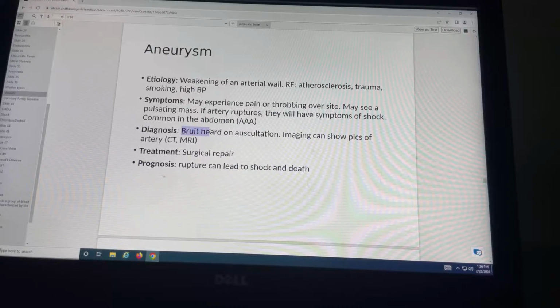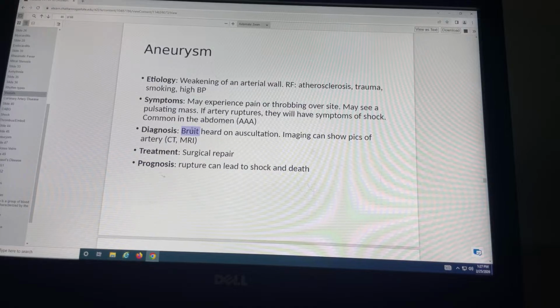A bruit on auscultation. Auscultation means hearing, usually listening with your stethoscope. And a bruit is just a swishing sound, like whoosh, whoosh, whoosh. It's the sound of the turbulence of the blood flow. So if someone had an aneurysm in their abdomen, you can put the stethoscope on it and just hear a whoosh, whoosh, whoosh. It's the sound of the turbulent blood flow going through that bulge. So that's how they can tell.